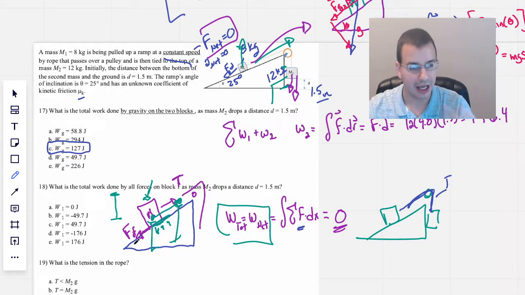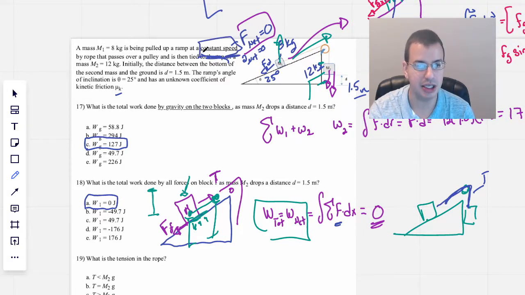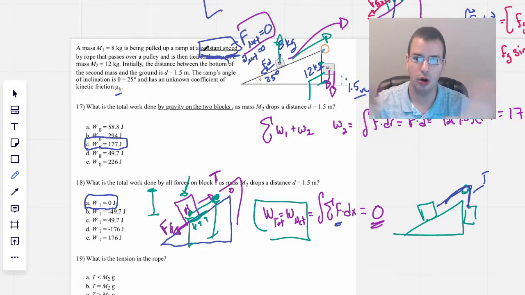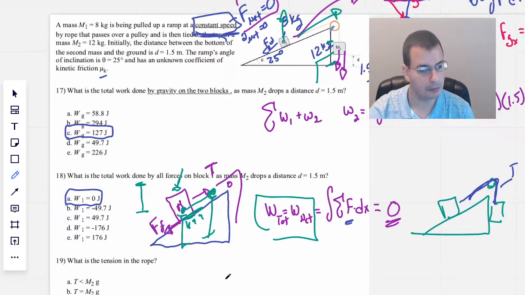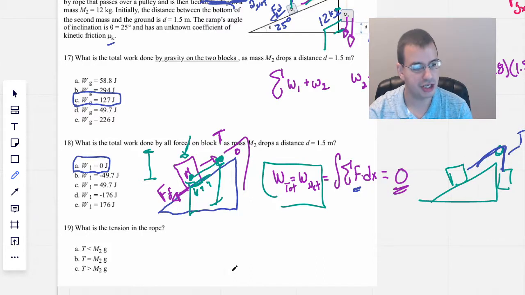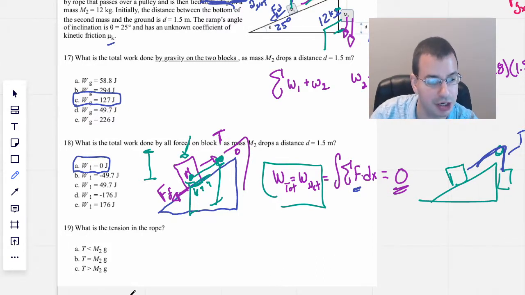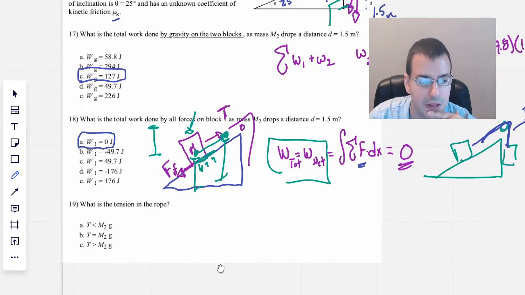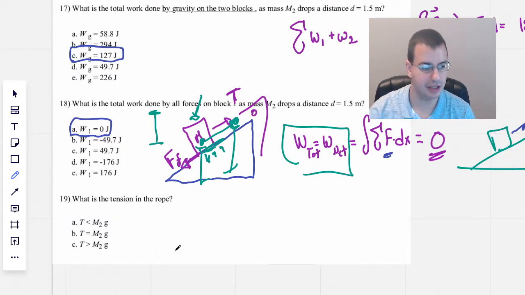Now again, when you're doing this sort of thing on a test, you should immediately think: constant speed, acceleration 0, no work's being done. Most likely. That should be your feelings and intuition. All right, what is the tension of the rope? We don't actually have to find a value. We just have to find if it's greater than or equal to mass 2 times gravity.